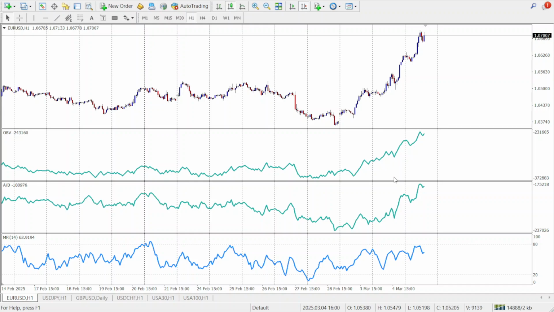Okay, now let us move on to the accumulation distribution indicator. Now, the accumulation distribution indicator line measures the cumulative flow of money into and out of an asset using both price and volume. Unlike the OBV, which simply adds or subtracts volume based on price movement, the AD takes into account the closing price relative to the range for each period. This means it is more precise in identifying whether the closing price reflects buying or selling pressure.